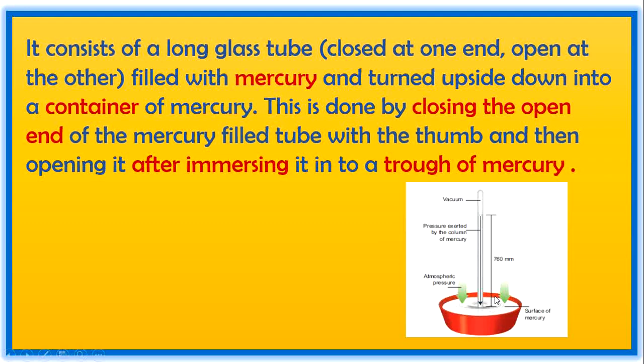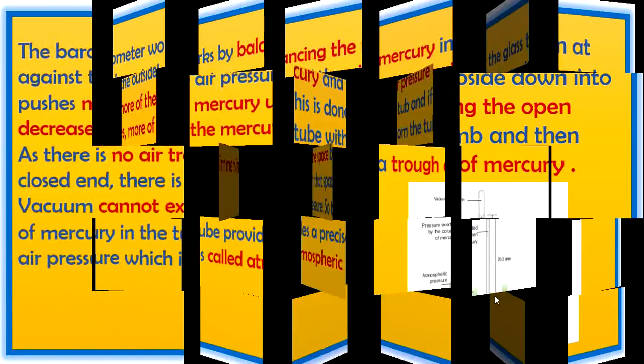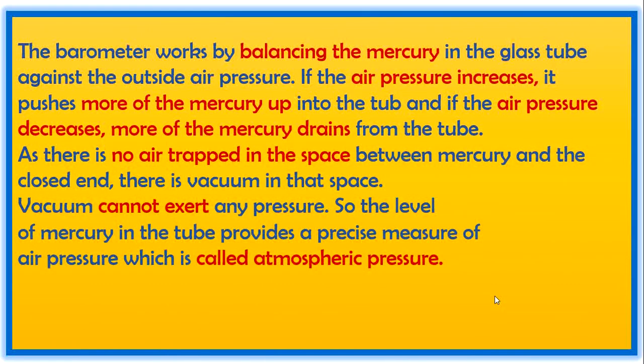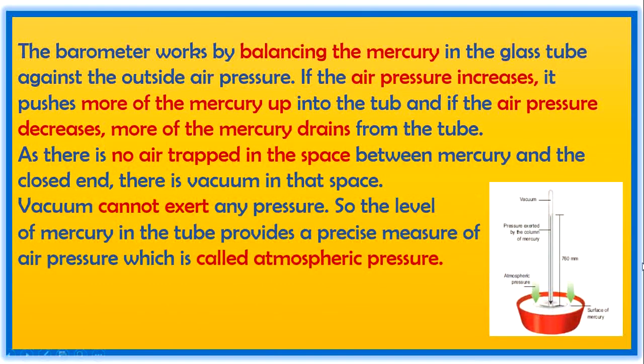So by closing the open end with our thumb, we have to immerse the glass tube into a trough containing mercury. Now this barometer works by balancing the mercury in the glass tube against the outside air pressure. What is the principle of the barometer?